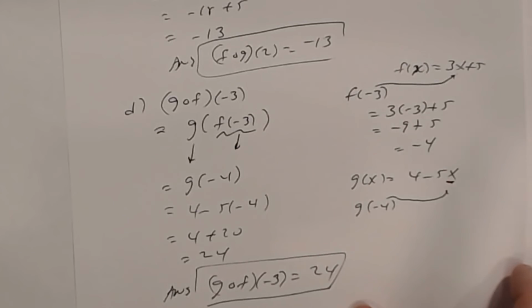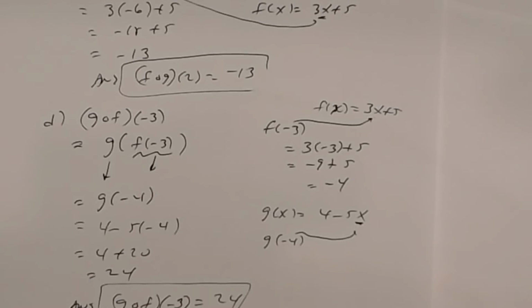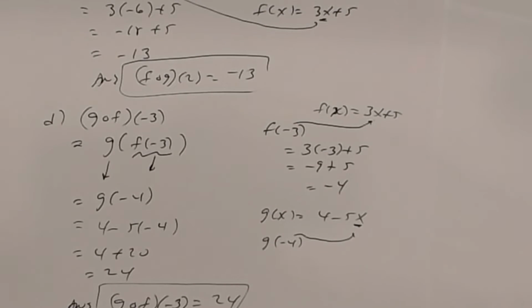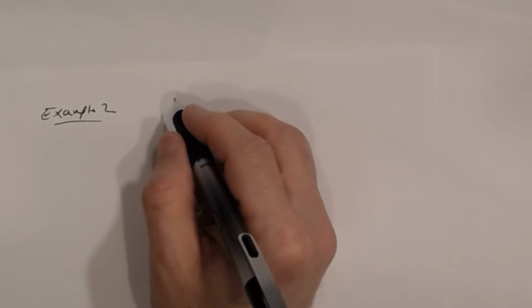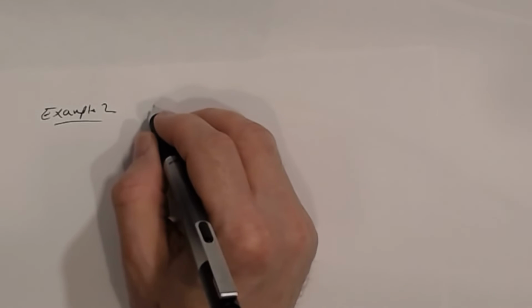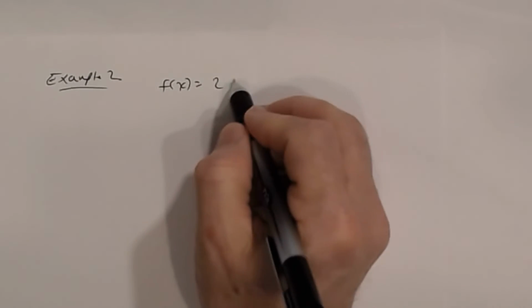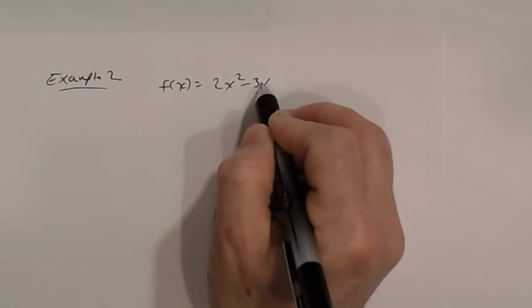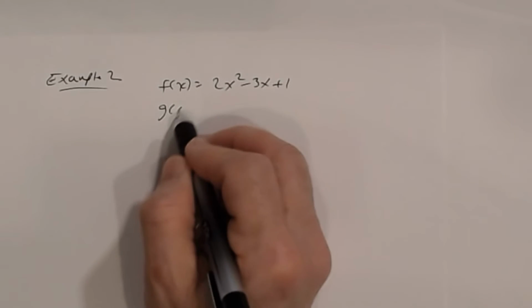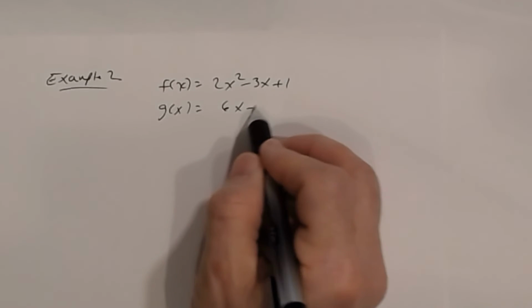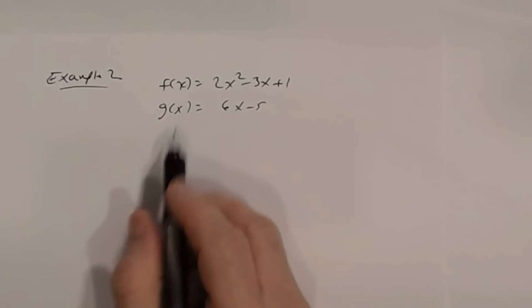All right, let's look at another example. We still have about 3 minutes. Let me do another one. So let's write this example number 2. Let's suppose that f of x is equal to 2x squared minus 3x plus 1. g of x is 6x minus 5. All right, so I have those two functions.